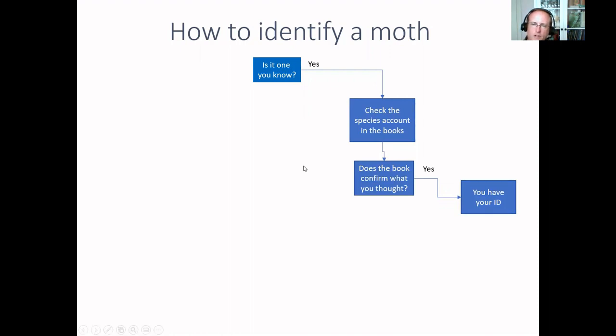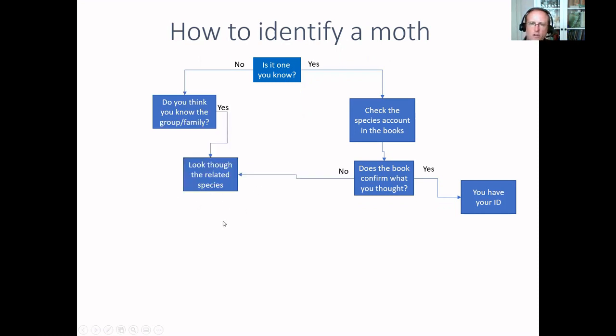If you don't instantly know what it is, do you recognize the group? Do you recognize the family? And as I mentioned before, this is kind of the thrust that I'm working towards in terms of becoming familiar with the groups of moths. So yes, I think I know what the group is. So you look through the related species and see if you can work out which one it is. And this is where you'd come to if the books gave you information that implied that you were wrong in your original idea. So you look through the related species until you find something that fits.